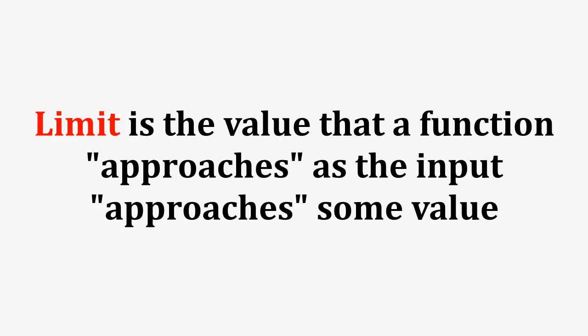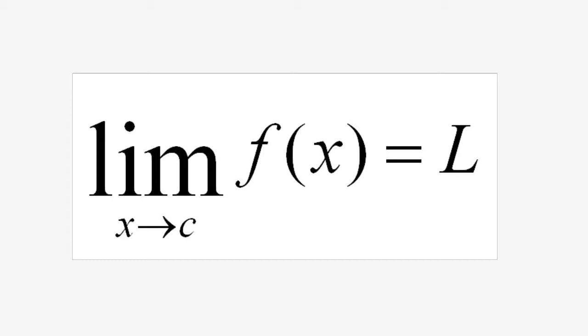Limit is the value that a function approaches as the input approaches some value. In formulas, a limit is written like this. So we could read it as the limit of f of x as x approaches c equals L. The fact that a function f of x approaches the limit L as x approaches c is denoted by a right arrow.